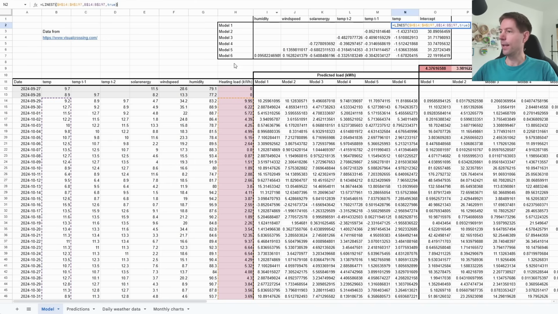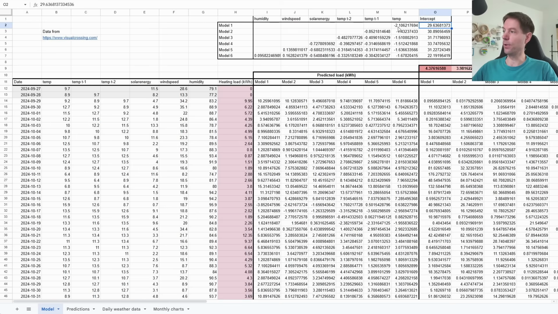Model 1, I'm using the temperature, the average temperature on the day, and I'm using that to try and predict the heating load, which is the thing we're interested in. And you type that into this first column here, and it gives you two parameters. It gives you a slope, that's basically the best fit line between the average temperature and the heating load, and then an intercept on the y-axis, which is the heating load demand at 0 degrees C, basically.